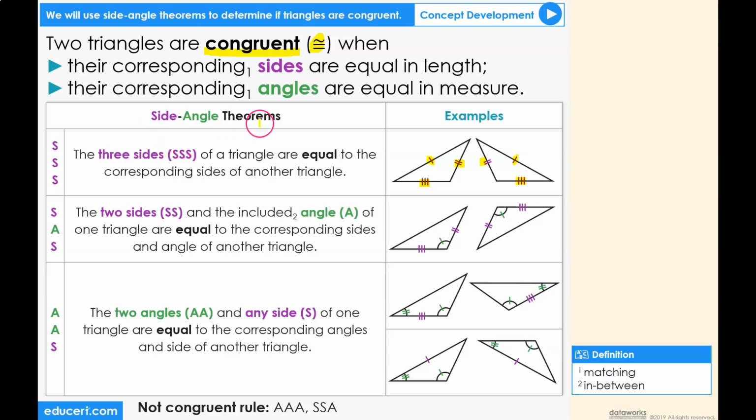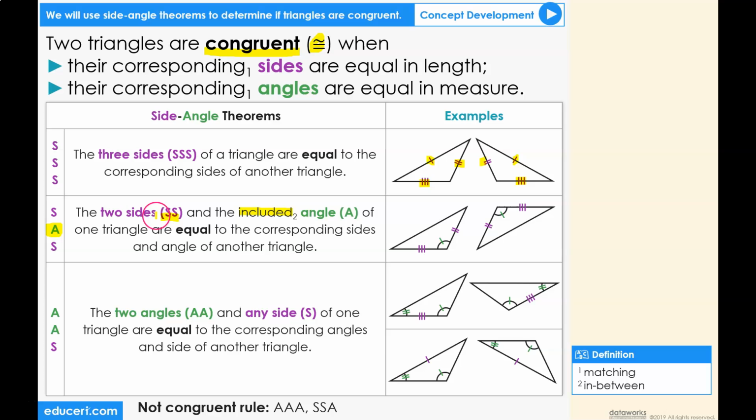The second side angle theorem is called SAS. The two sides, SS, and the included angle, A, of one triangle are equal to the corresponding sides and angle of another triangle. This one here is very important: the angle is included, or in between the two sides.